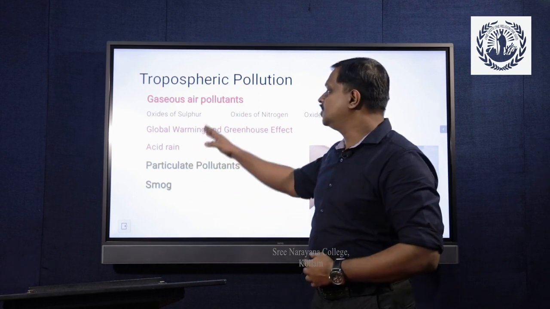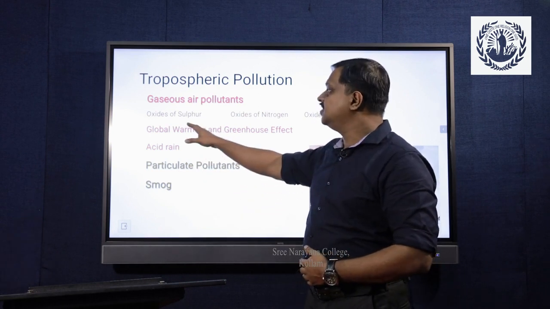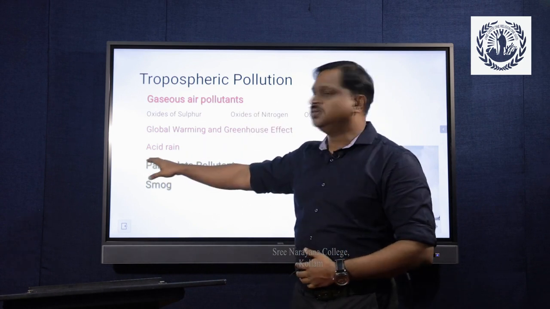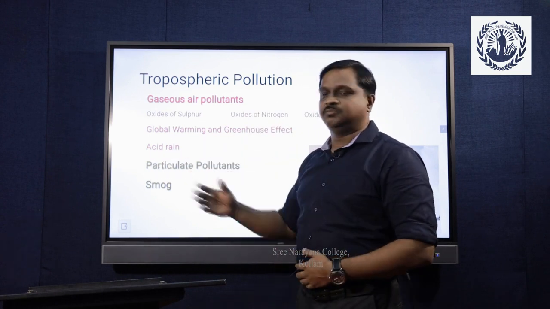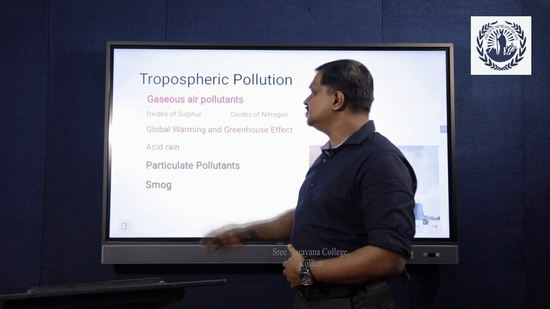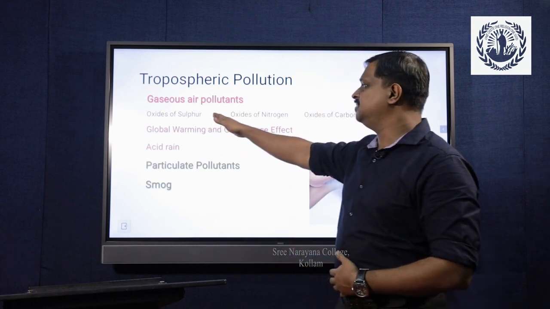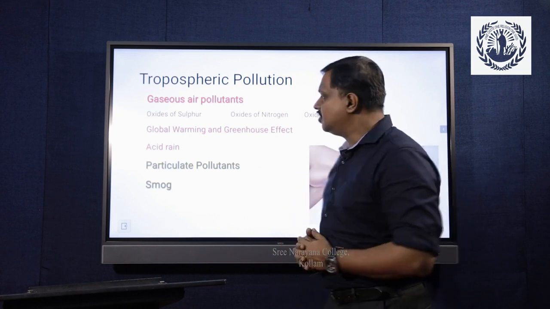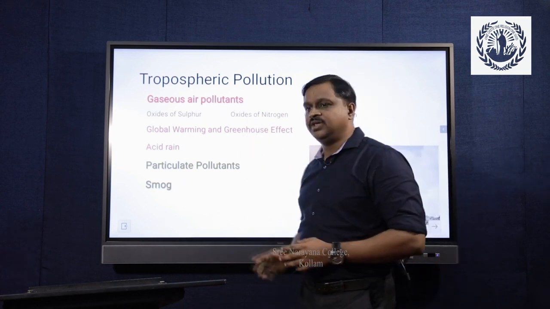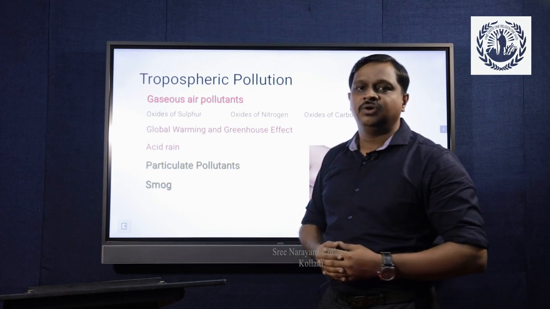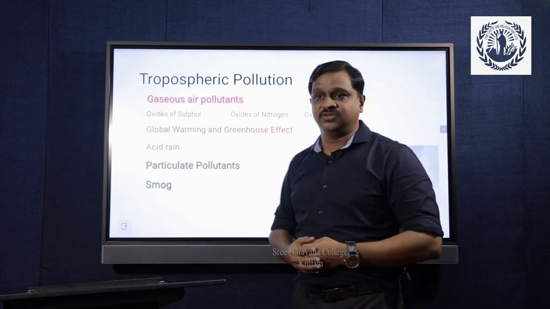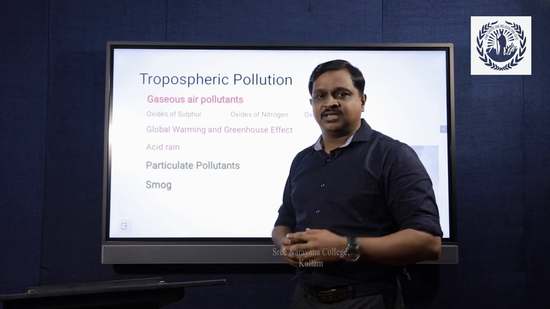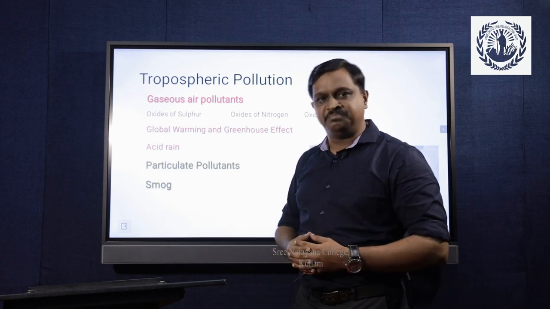Then only we are able to control it. First of all, we have to control the emission of oxides of sulfur and oxides of nitrogen. Then only we are able to control the pouring of the acid rain. The major problem regarding the emission of oxides of sulfur and nitrogen is the use of fossil fuels. All of us know that we have to find an alternative for these types of fossil fuels. We have different types of gas as fuels, CNG and LPG.